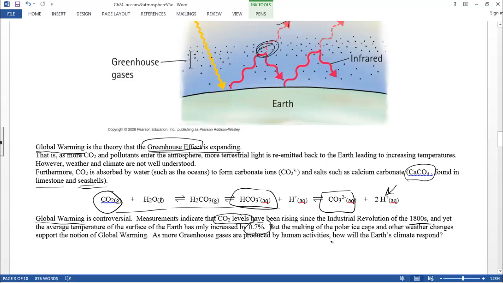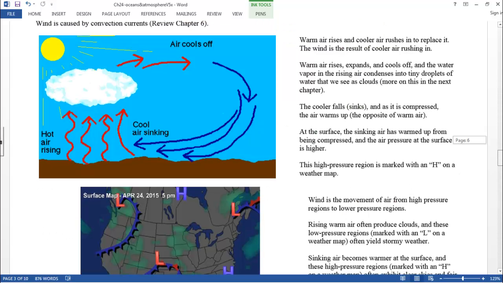Some other interesting effects is that the polar ice caps are melting. That would suggest the Earth is retaining more heat that's being used to melt the polar ice caps. And then you've probably been aware of other talk of extreme weathers. And that might have been a consequence of human activities, putting more carbon dioxide in the air or pollutants.